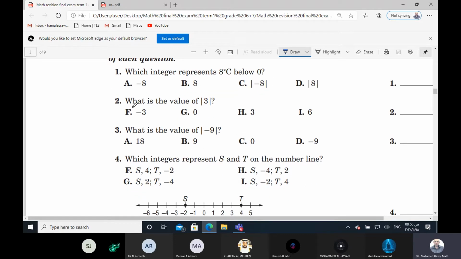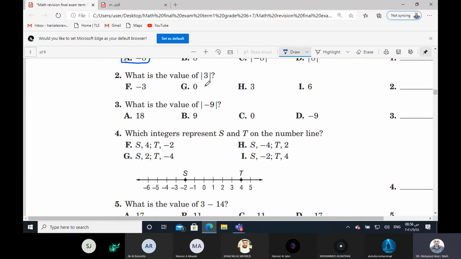The first question here: which integer represents 8 degrees Celsius below 0? Below means less than 0, so the answer will be negative. The answer will be minus 8.